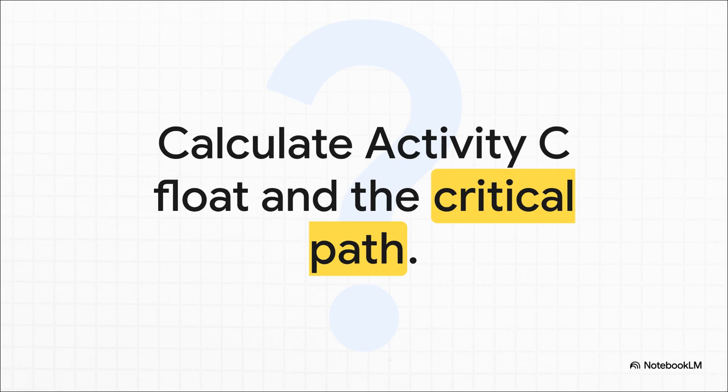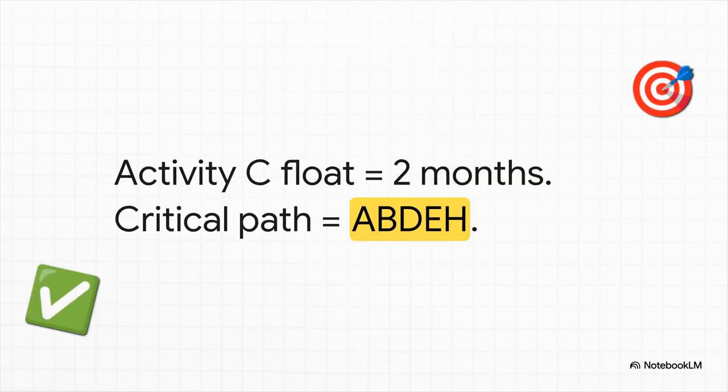Now it's your turn to put these mechanics to work. Pause the explainer now and complete Task 1. Using the Netflix network diagram, calculate the float time for Activity C, script writing, and identify the original critical path for the project. Let's break down the solution.